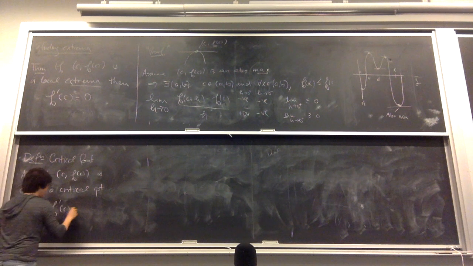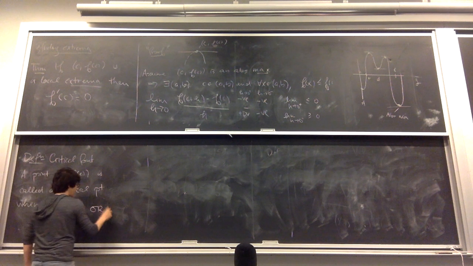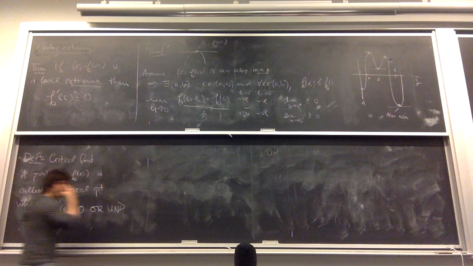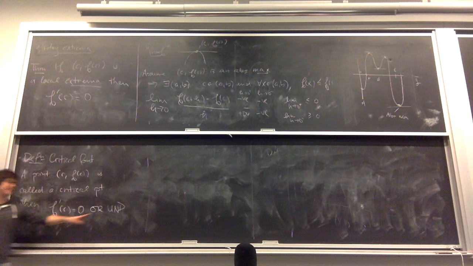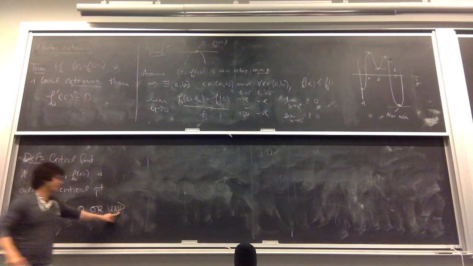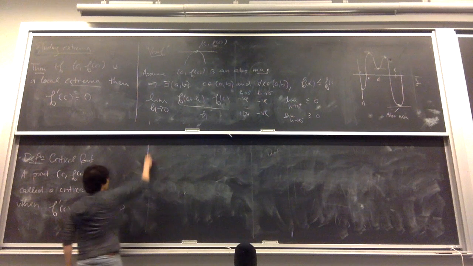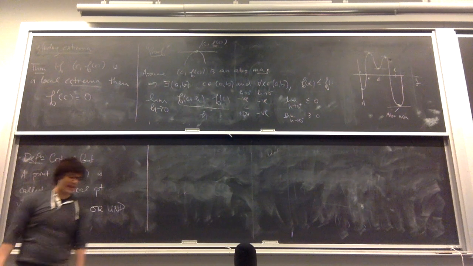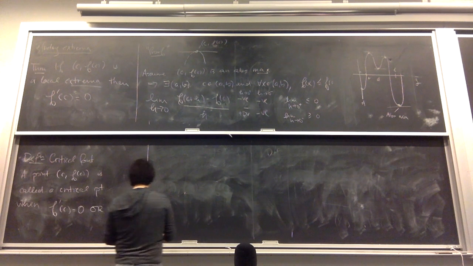F prime of c is zero or undefined. Why do we need this second piece? We didn't talk about it. Okay, so I'm going to convince you that we do need it to both be undefined and zero. So here's your first example.